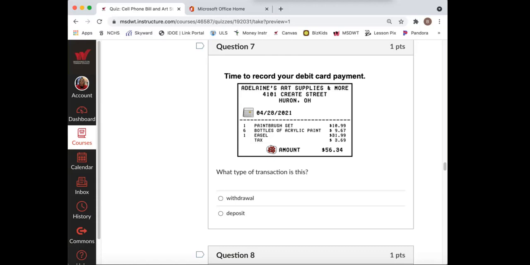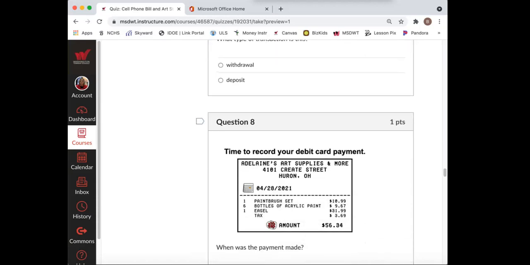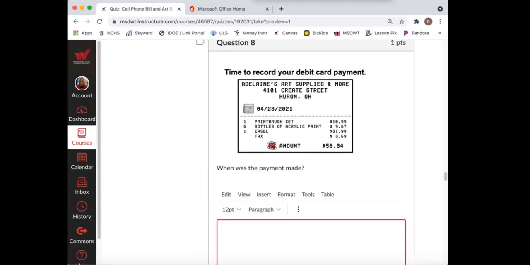$56.34. So what type of transaction is this? A withdrawal or a deposit? Question 8, when was the payment made? So we're looking for a date. So find that and type that in the box.